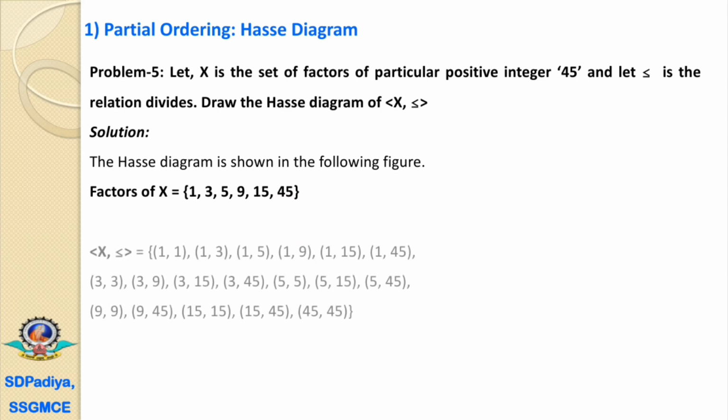If we perform the divides operation between these 6 elements, then it will be the set of (1,1), (1,3), (1,5), (1,9), (1,15), (1,45). For the 3, (3,3), not (3,5), the next is (3,9), (3,15), (3,45). For the 5, then (5,5), (5,15), (5,45). For the element 9, it is (9,9), (9,45). Then next (15,15), (15,45), and the last is (45,45).